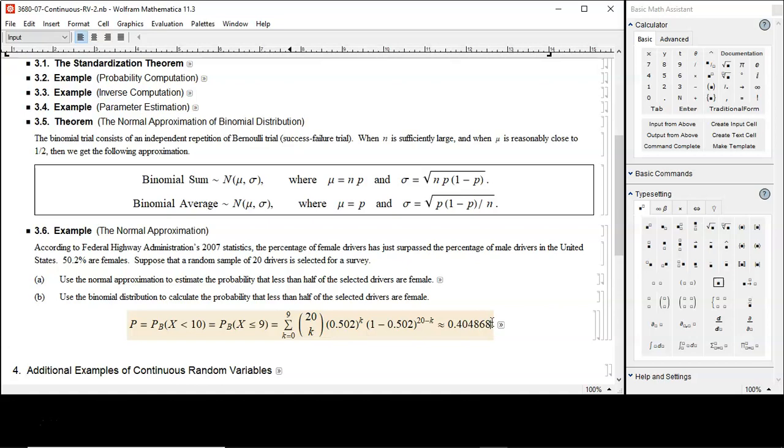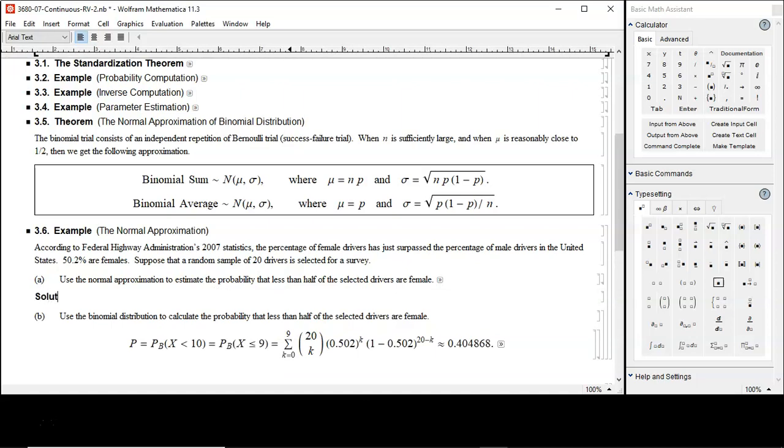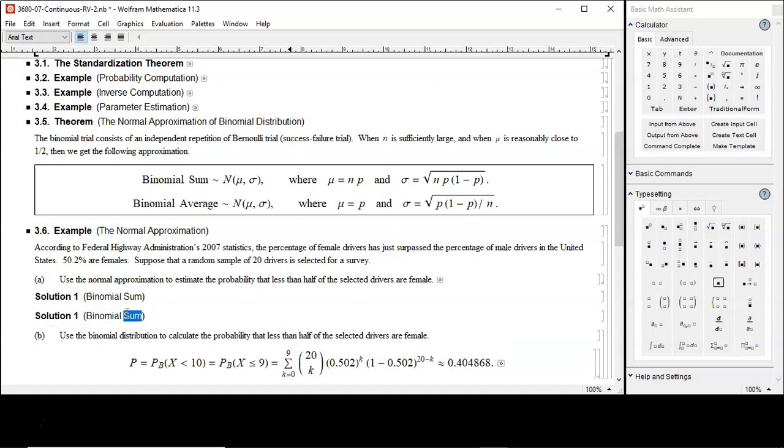All right, that's binomial. Now let's consider normal approximation. First solution is to use binomial sum. And second solution is to use binomial average. Do they make a difference? Actually, they do. And which is more accurate? Whenever possible, this is more accurate. But of course, this is more convenient.